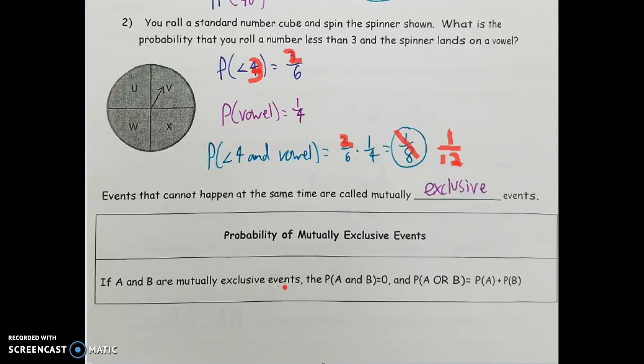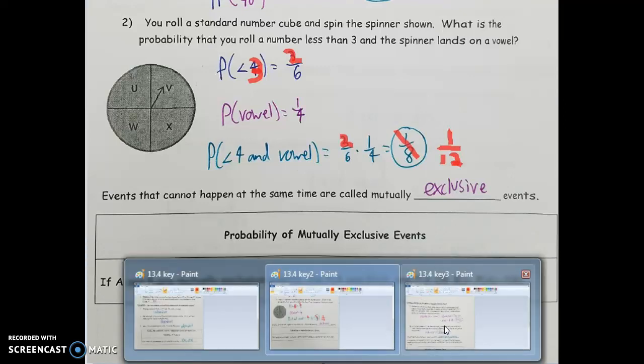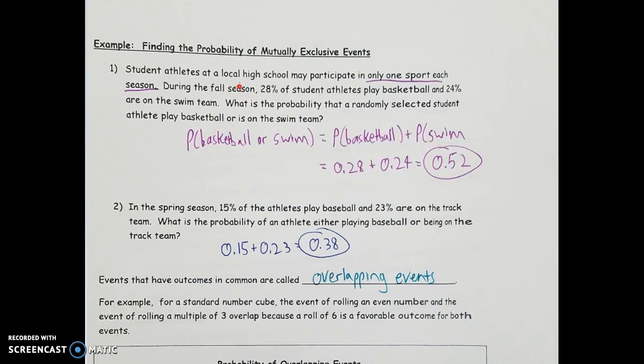So if A and B are mutually exclusive, again, that first part is saying the probability of both happening at the same time is 0 because they can't have any probabilities in common. But if I want to find the probability of either the first or the second event happening, I can just take those two probabilities and add them together. So we're going to see that on the back in this first example.